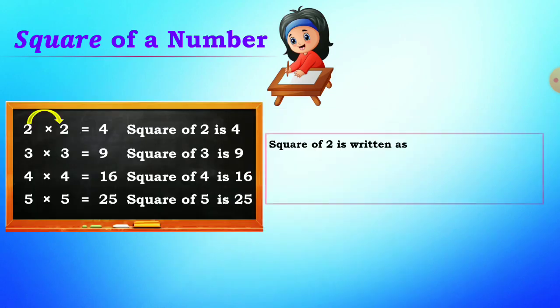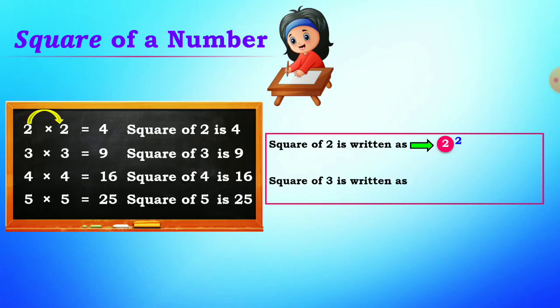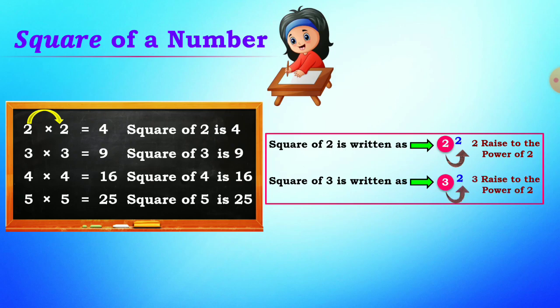Now students, square of 2 is written as 2 raised to 2. Square of 3 is written as 3 raised to 2. This means if we want to write the square of any number, we write it as the number raised to 2. 2 raised to 2 is also read as 2 raised to the power of 2. 3 raised to 2 is read as 3 raised to the power of 2.